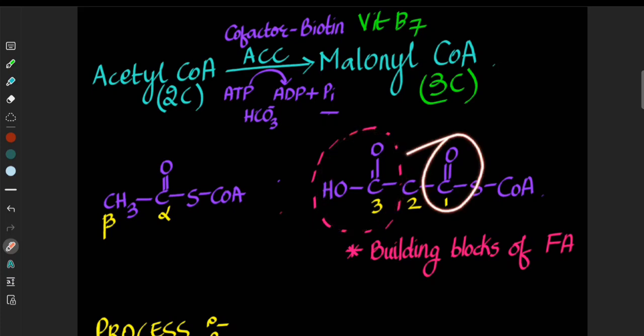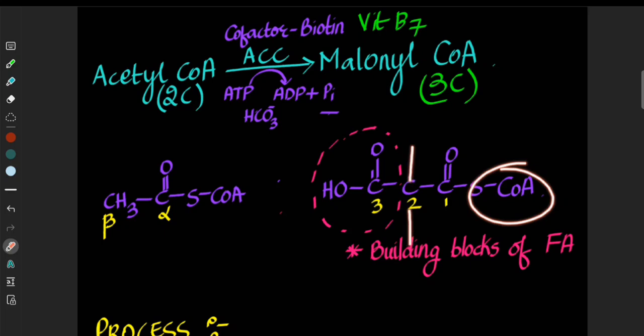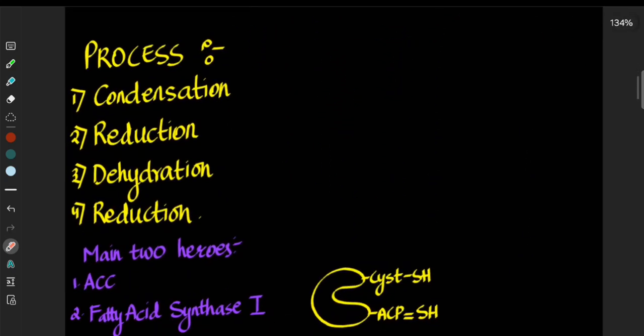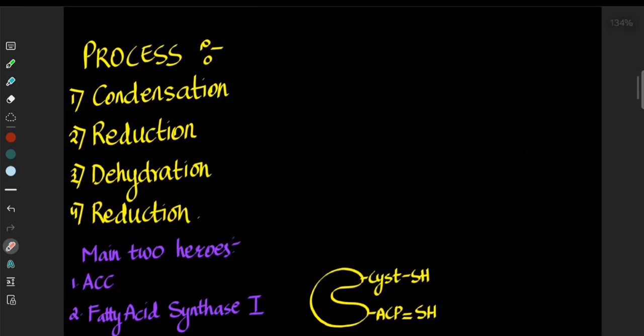So out here, the carbon has not fulfilled its valency. So just make sure that you write down that carbon has 4 valency. So now let us try to understand the process of fatty acid synthesis. There are 4 steps in this process.